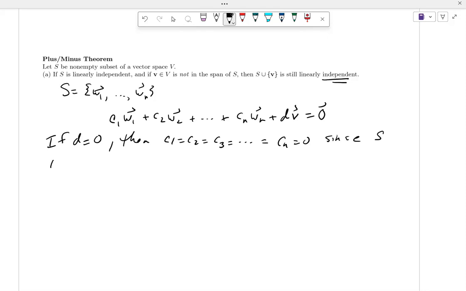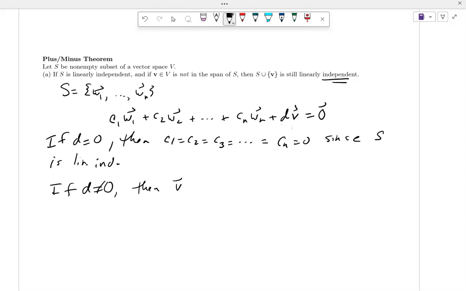Since S is linearly independent, if D is 0, then all the C's have to be 0, because we're assuming that S is linearly independent, right? If D is not 0, well, what am I allowed to do with a number that's not 0 that I'm not allowed to do with a number that is 0? Divide, right? So if D is not 0, I can solve for V, right?